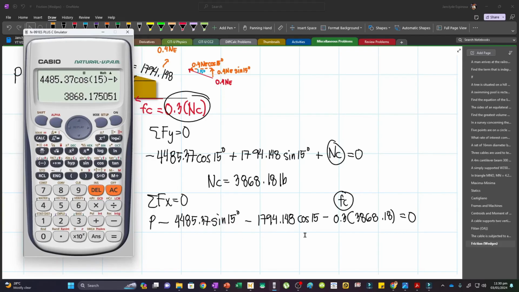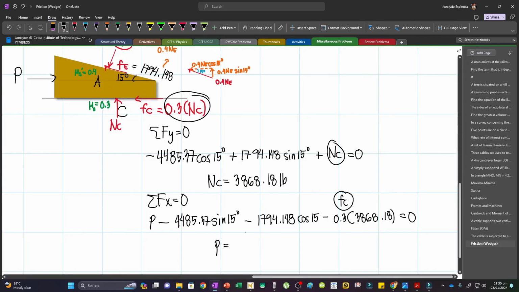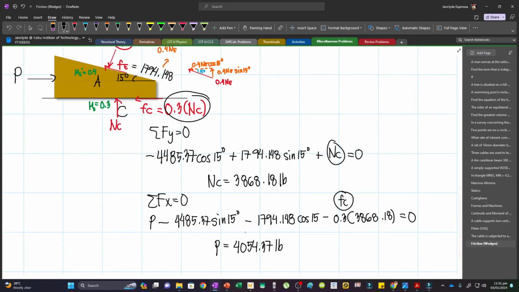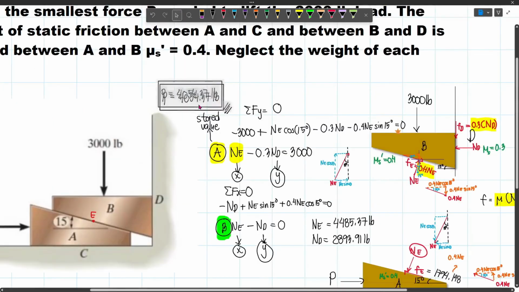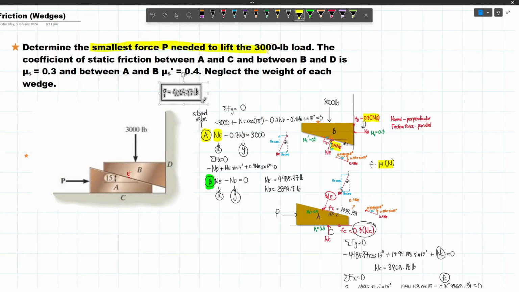And so I will just move these expressions to the right. And so I will have positive 4485.37 sine 15 plus 1794.148 cos 15 and then minus 0.3 times 3868.18. I mean plus, because we are changing the sign. And so that will give me 4054.37. And so P will be 4054.37 pounds. And so this will be our final answer. Because again, we need the smallest force P that's needed in our figure. And so let's just copy this one and then let's place it here. Now this is our requirement and this is our answer.